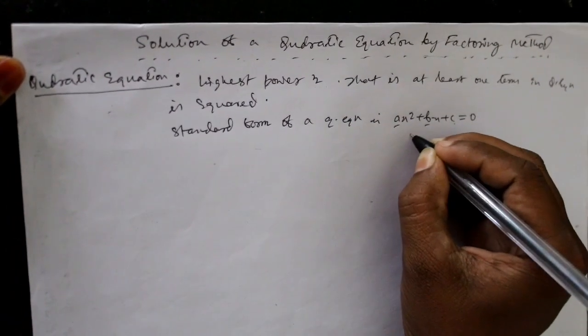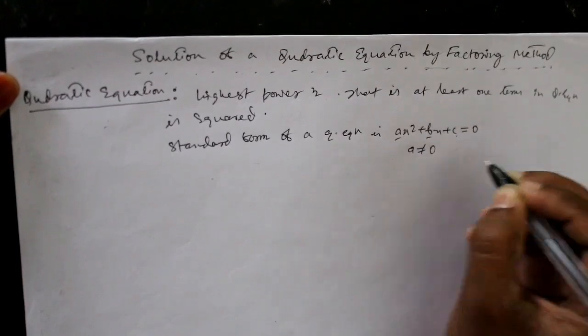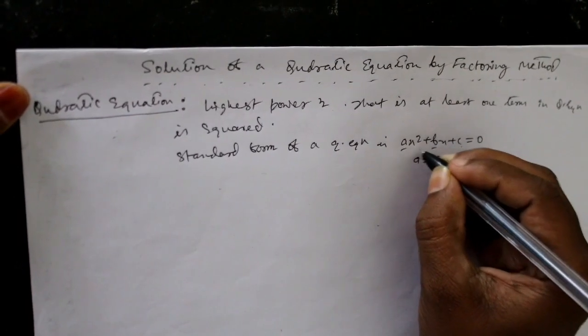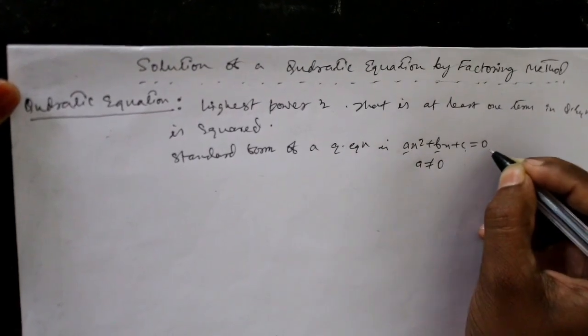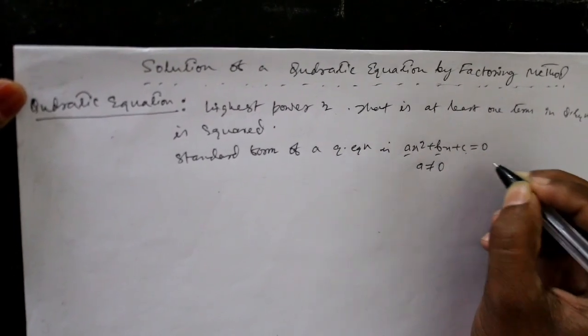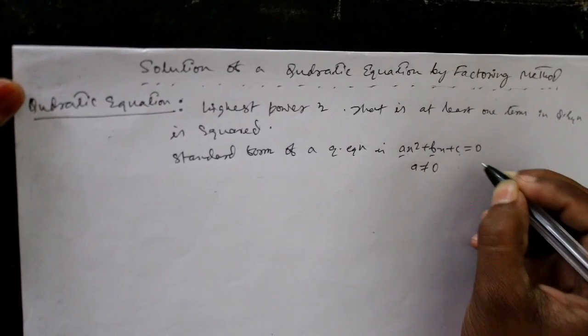And one condition is there: a cannot be equal to 0. If it is 0, then this ax squared term will vanish. Then the remaining part, that is bx plus c is equal to 0, will just be a linear equation and not a quadratic equation.